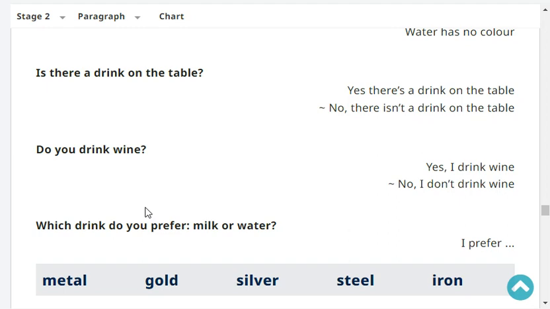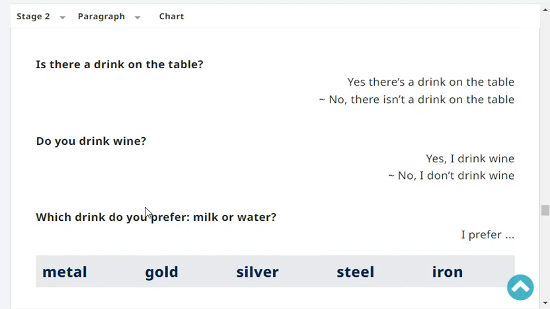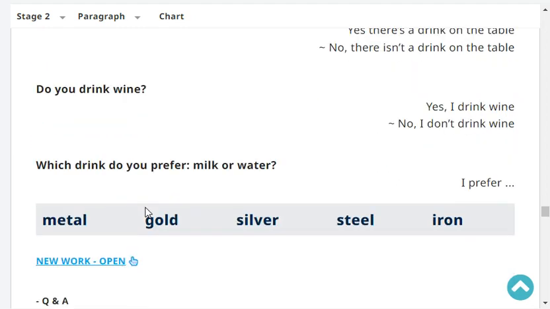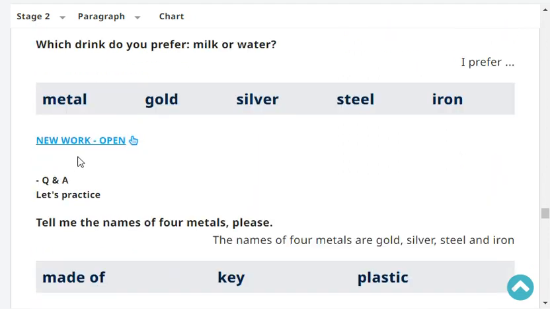Do you drink wine? Yes or no? No, I don't drink wine. Which drink do you prefer, milk or water? I prefer milk to water. Very good. Next, repeat.